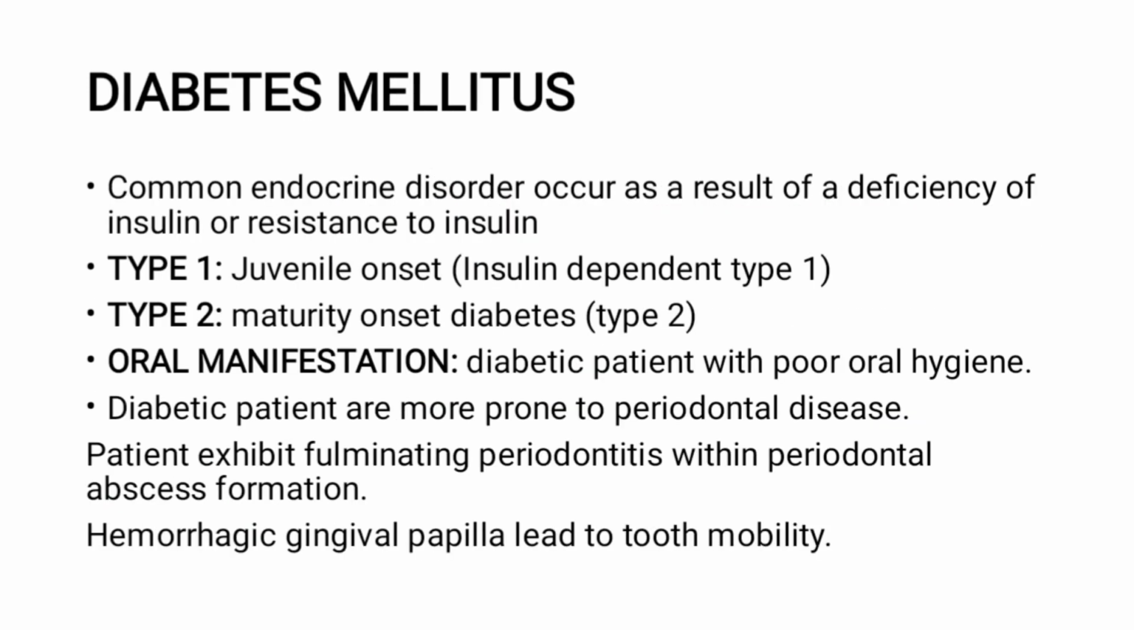Another is diabetes, which is also a common endocrine disorder, as a result of deficiency of insulin or resistance to insulin. You have two types of diabetes, type 1 and type 2. Type 1 is insulin dependent, which is from childhood, the juvenile onset, and type 2 is after the 40s, maturity onset diabetes.